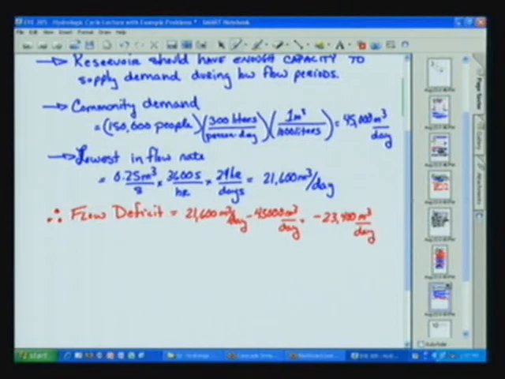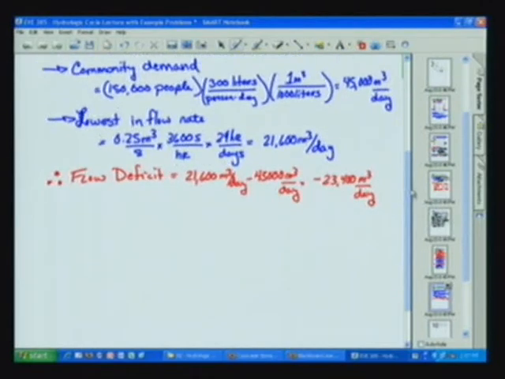Okay. And we'll notice because of how we phrase that, it could be argued that that should be a positive number because a negative deficit is a surplus, but as engineers we can think about numbers and understand what they mean. Basically, our community needs to come up with 23,400 cubic meters of water every day that we are short because our stream's inflow is small.